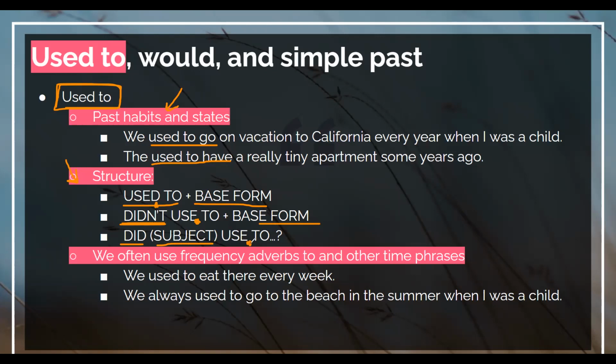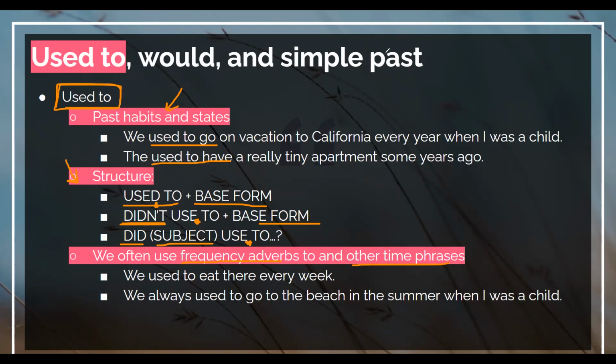Again, the D disappears, and also the base form and the rest of the sentence, of course. We can use frequency adverbs and other time phrases. It's very recommended to do this because it gives more context to your sentence and it helps the other person or the other people understand your ideas better.